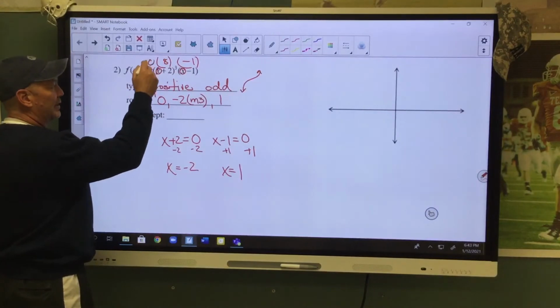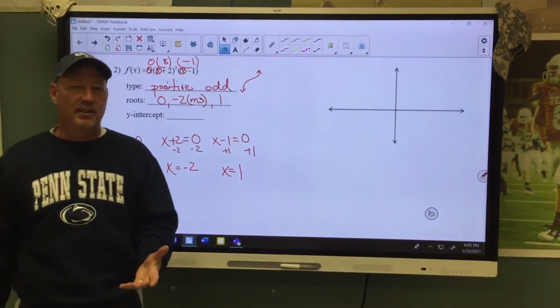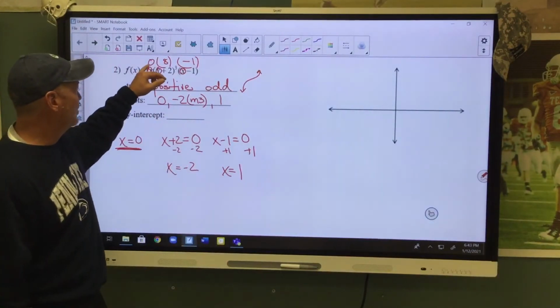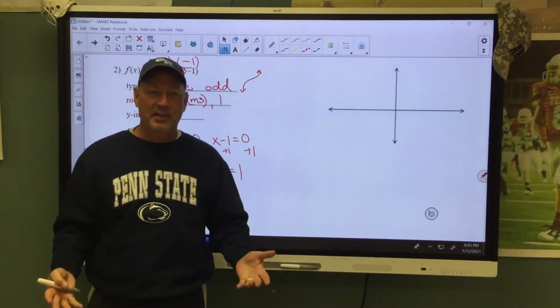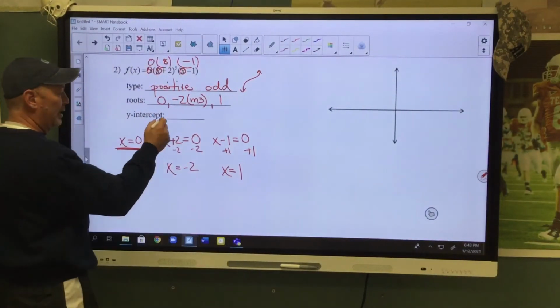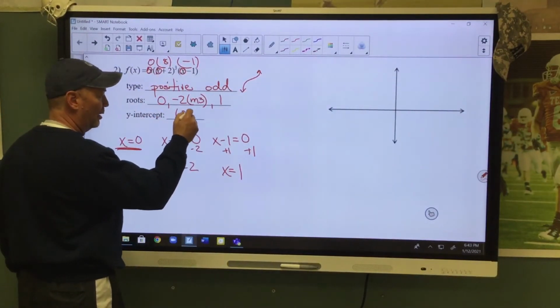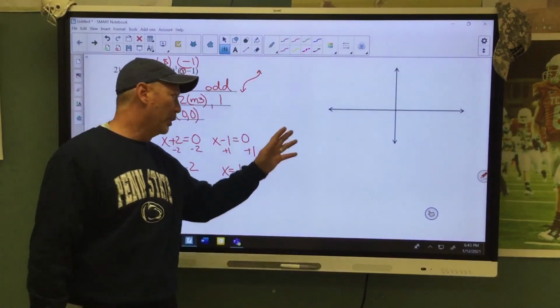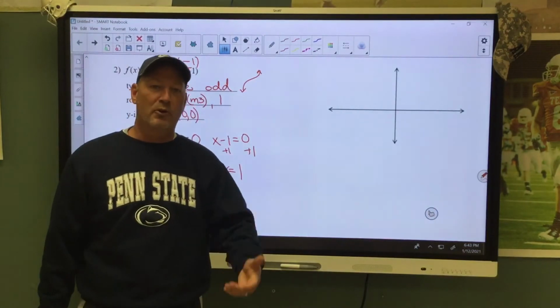And then we're going to multiply times 0. And here's the thing. No matter what we get, we're going to multiply times 0. And what is 0 times anything? 0. So my y-intercept will be 0, 0, or the origin. So we come over here and plot some points so we can graph this.